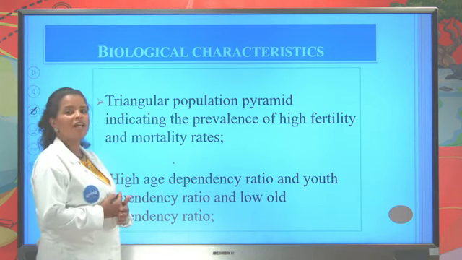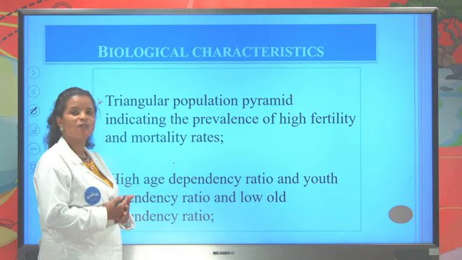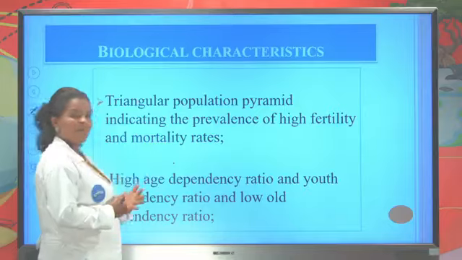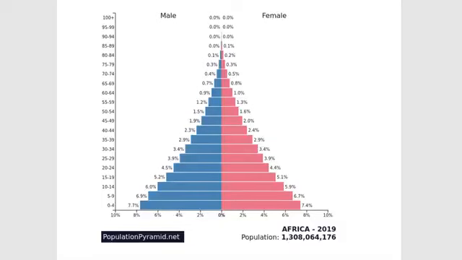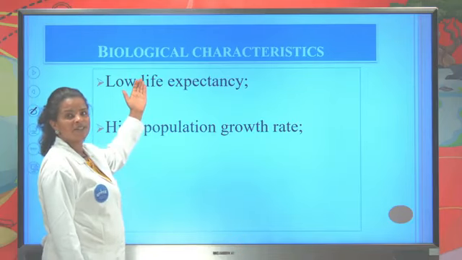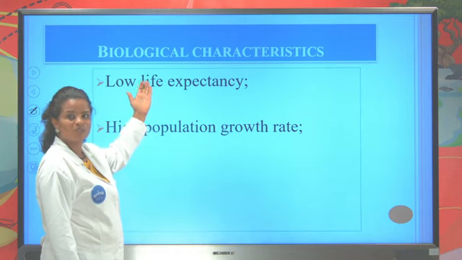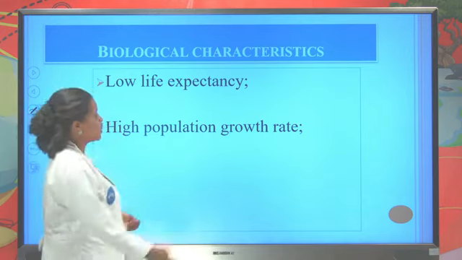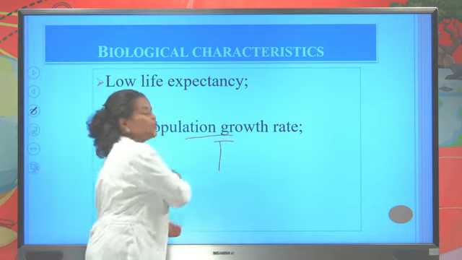The triangular population pyramid indicates the prevalence of high fertility rate and mortality rate. At the base, the pyramid is wide. It shows that the fertility of Africa is very high, and it also has a high age dependency ratio, high youth dependency ratio, and low old dependency ratio. Low life expectancy: the life expectancy of Africa is 54 years, and it has a high population growth rate. The high population growth rate is the result of high fertility.